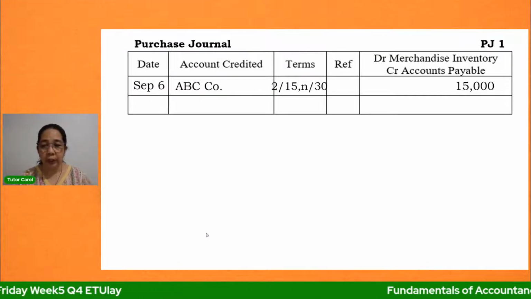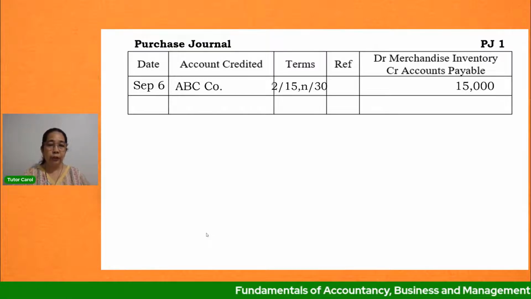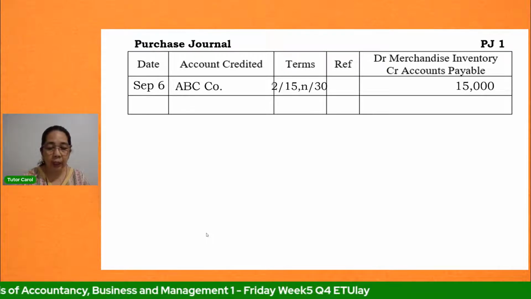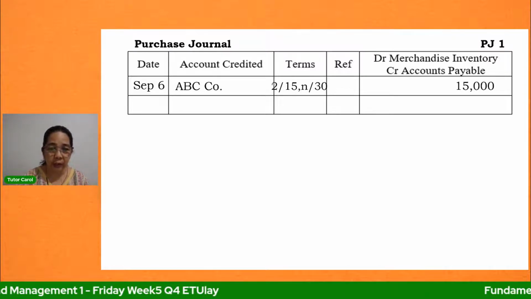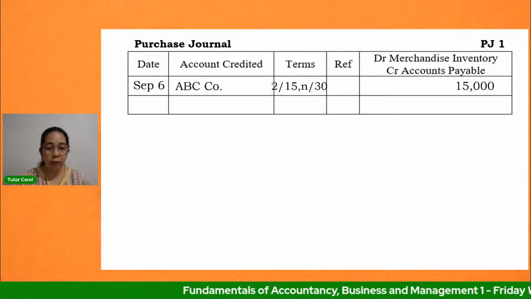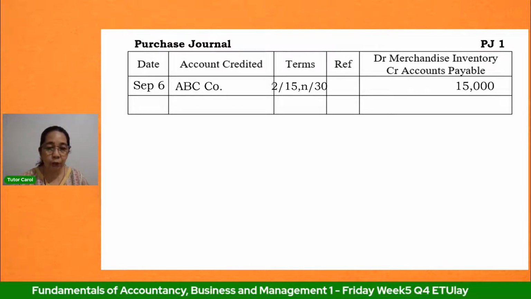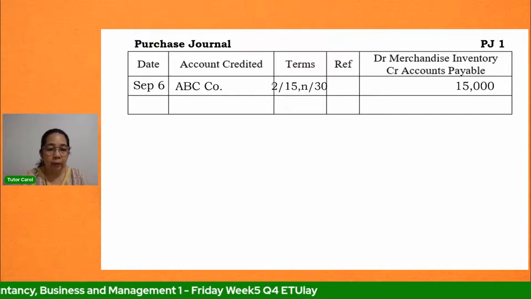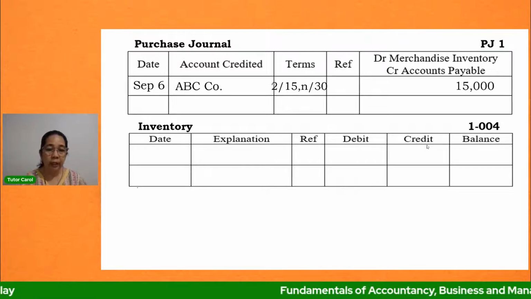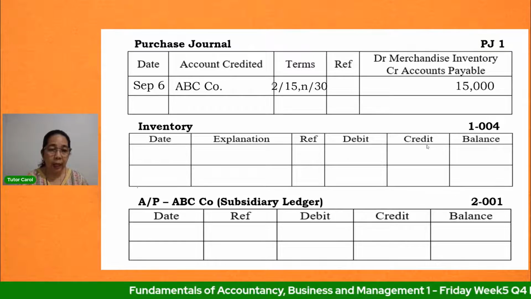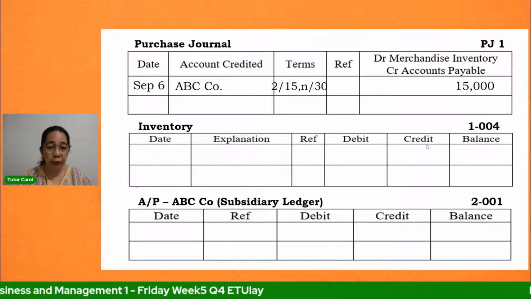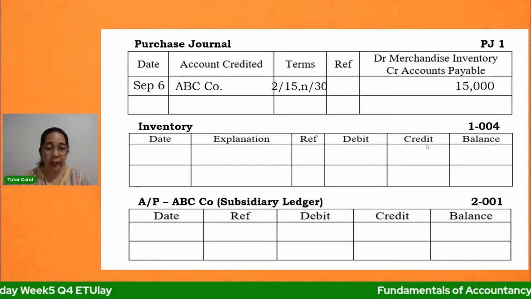We have the purchase journal. So, which ledgers will we use? We have the inventory ledger and the accounts payable subsidiary ledger. We will use a subsidiary ledger, since maybe this is a regular supplier of the business. So, inventory. The other one is accounts payable. As you can see, it already has a name. That is how it is with a subsidiary ledger: you put the particular creditor.